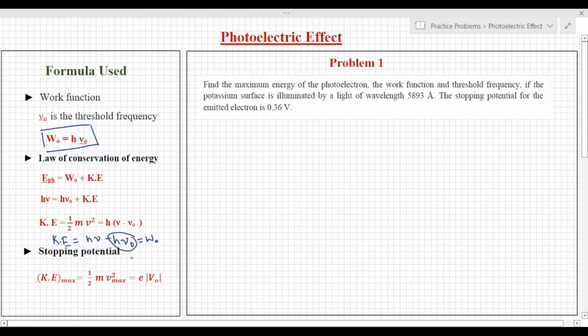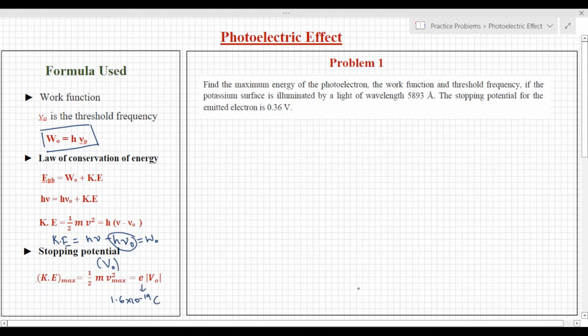Another point to remember in the photoelectric effect, to solve the problem, is the stopping potential. Stopping potential is represented by capital V naught, and it is related to the maximum kinetic energy of the electron. So kinetic energy maximum is equal to e V naught, where e is the electronic charge, whose value is 1.6 into 10 raised to the power minus 19 coulomb.